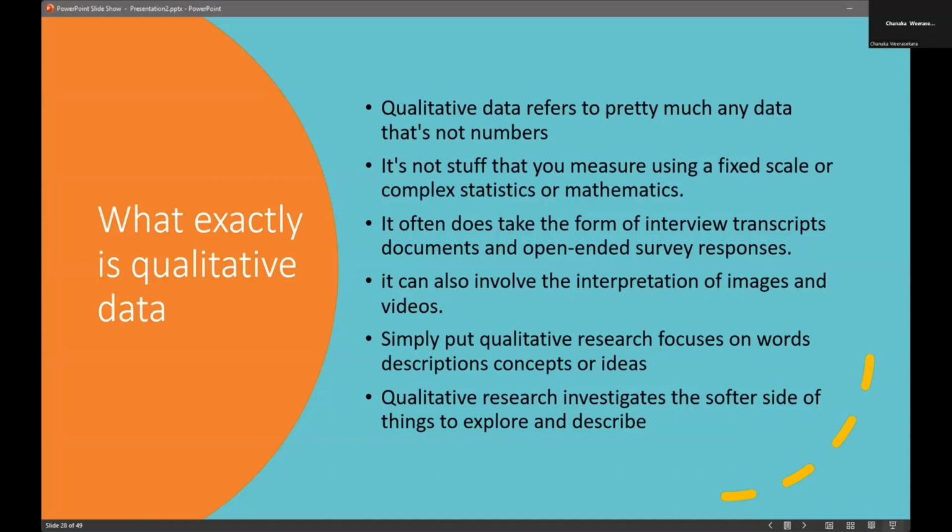Qualitative research normally investigates the softer side of things, to explore and describe, not just numbers, and deep meaning. It connects to the people side. We consider the feelings and emotions of the data. That is what we want to think about when doing a qualitative analysis. I'm not going to take much time here, since we do not have anyone doing qualitative research, but for the sake of understanding, I would go through this.